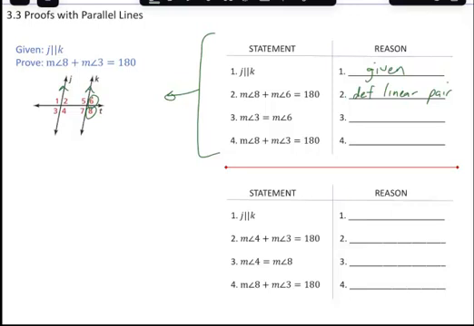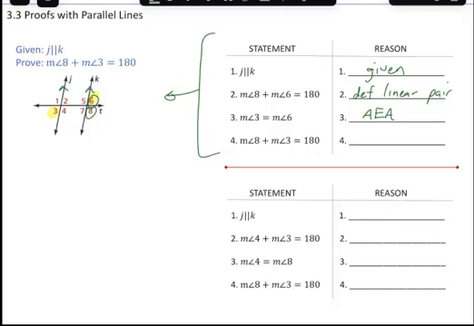Next relationship is angles 3 and 6 are equal. Now, when we look at angles 3 and 6, what type of angle pair is that based on the parallel lines? Opposite sides of the transversal, both in the exterior, alternate exterior angles. So by AEA, we can state that those are equal to each other. So that is the justification. Okay, so you're looking for how these angles are related, and then you're describing that relationship.